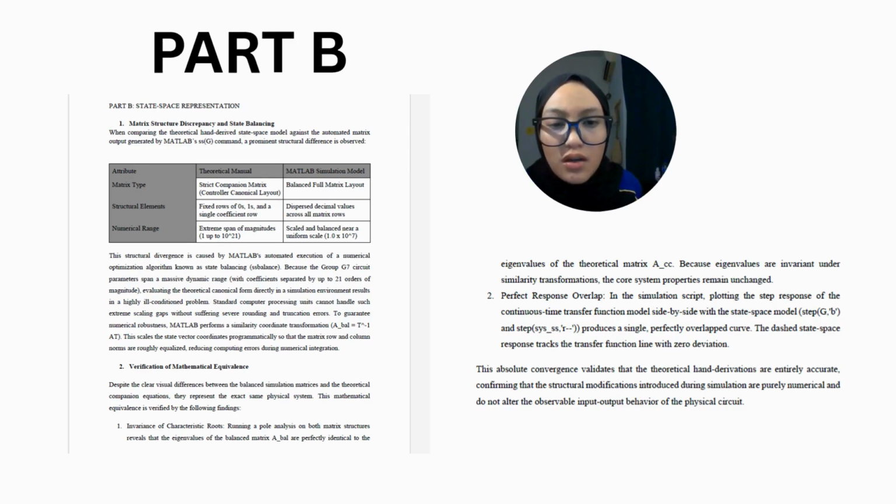Because all four eigenvalues are located strictly in the left half of the S-plane, the system meets the criteria for asymptotic stability. Any transient energy stored within our reactive components safely dissipates through our resistive elements over time, producing an identical bounded step response curve.